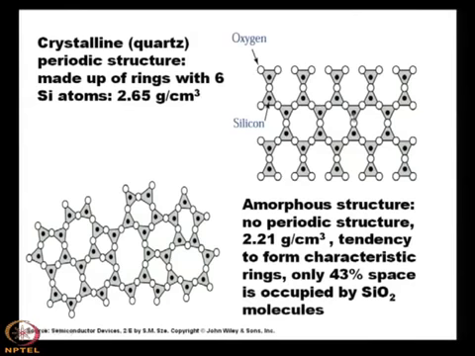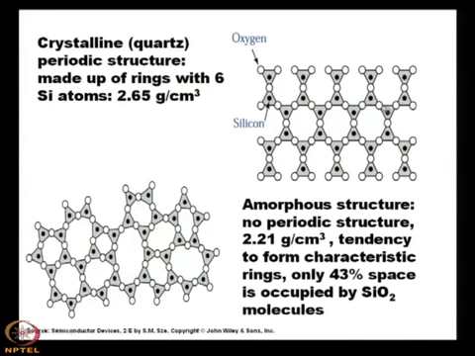Here you see that when this oxygen bridge is there and forms a ring, it is a ring like structure made up of 6 silicon atoms. This is one silicon atom, 1, 2, 3, 4, 5 and 6. So, 6 silicon atoms are there. If you consider here, there are also 6 silicon atoms. So, they form a periodic structure, and this periodic structure has a density of 2.65 gram per centimeter cube.